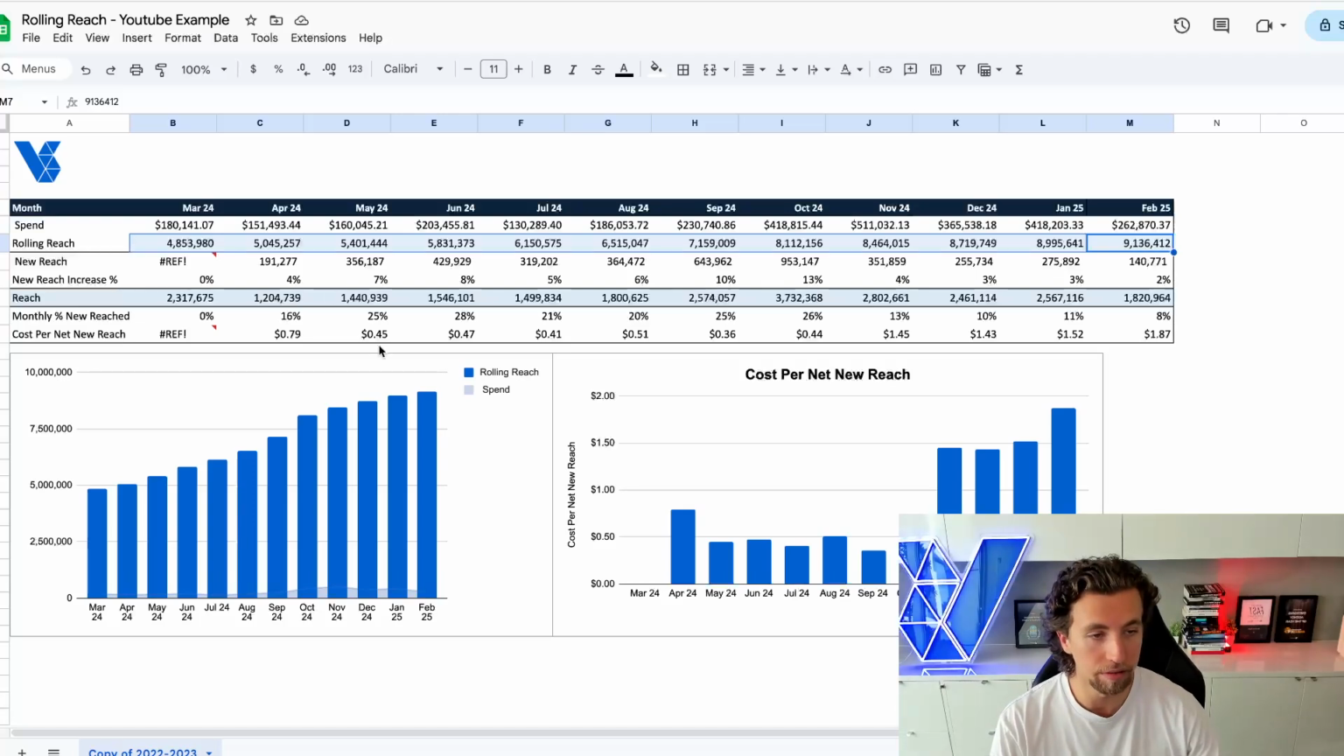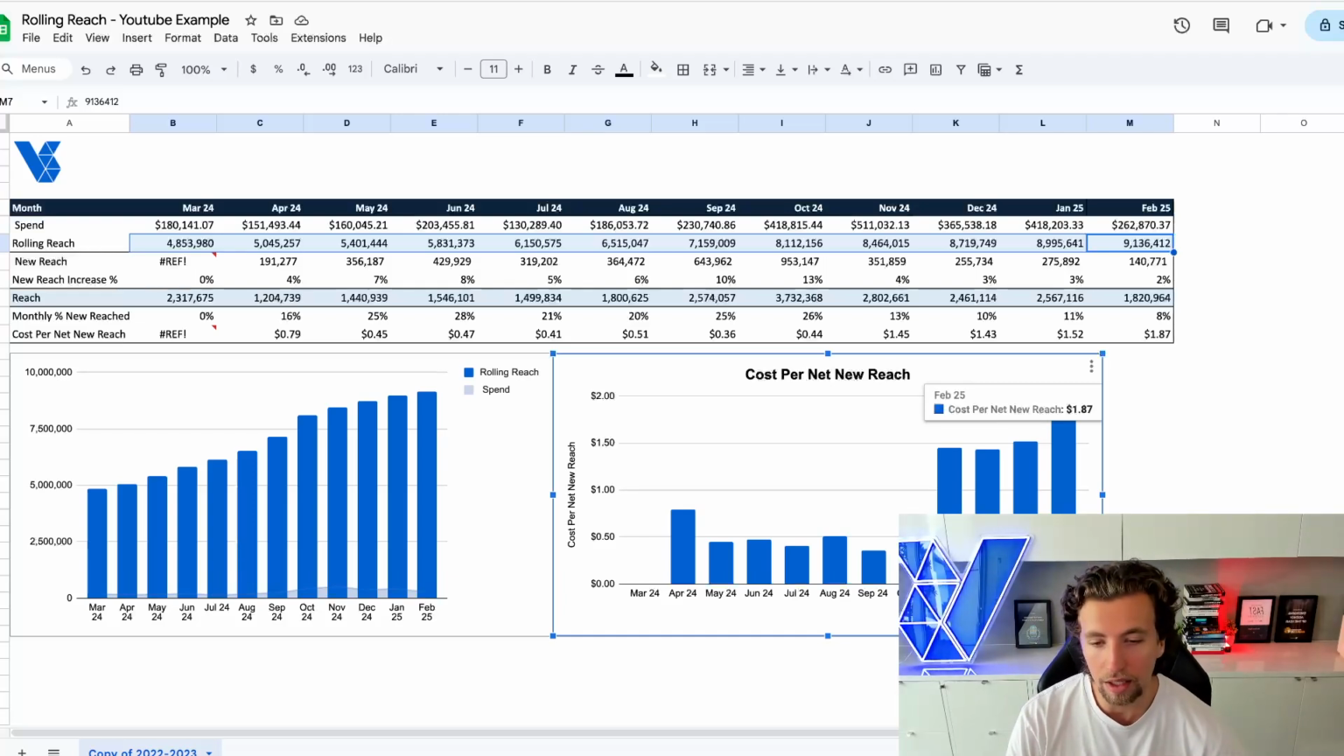people that we have already reached. And so you can see the cost per net new reach here has exploded. Okay, they used to reach new users for about 40 cents, and now they're spending nearly $2 to reach a new user. But that's fine because we've reached everyone. These new users probably aren't even profitable.